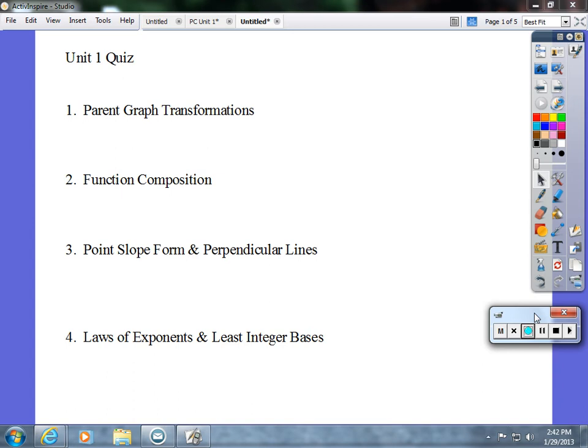3 will be point slope form with perpendicular lines. And 4 will be laws of exponents and least integer bases. So those are the topics for the quiz. And next we'll do a couple example problems of each.